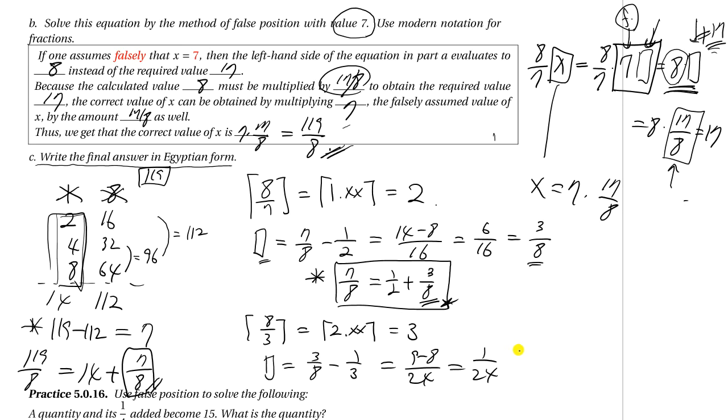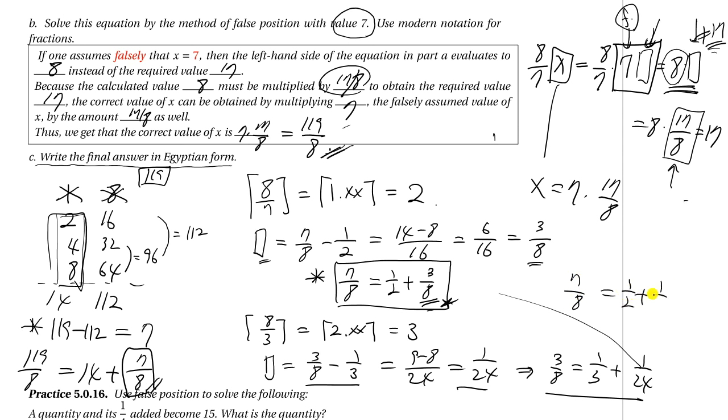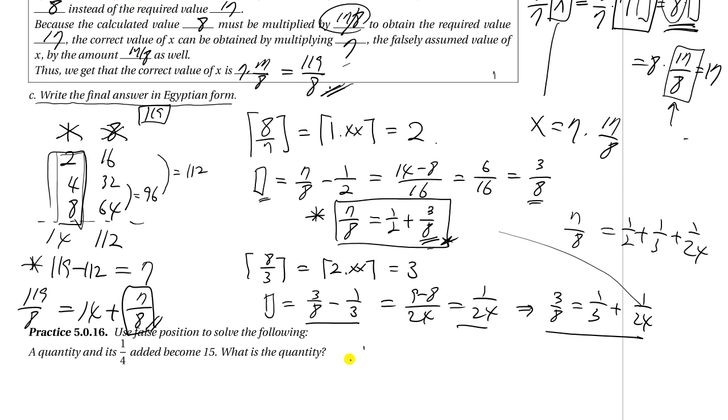Okay, good. Be careful. Then the meaning from there is that 3/8 is the same as 1/3 plus 1/24, right? So if we put these two conditions together, we get 7/8 is 1/2 plus 1/3 plus 1/24, right? So because of that, 119 over 8 is 14 plus 1/2 plus 1/3 plus 1 over 24.